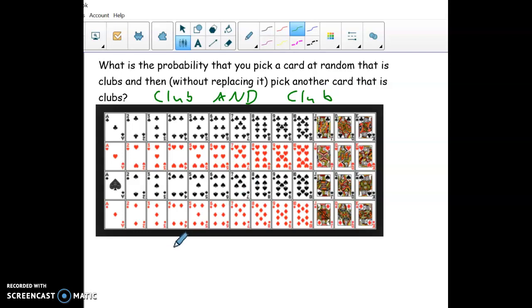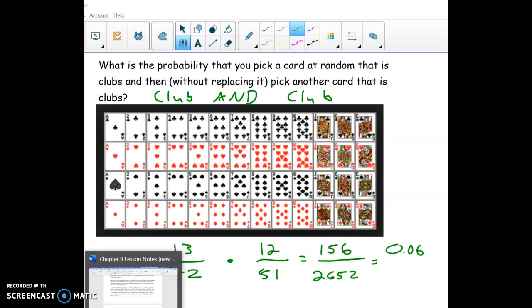So on the first club, there's 13 out of 52 that are clubs. Okay, but on the second one, it's a dependent event, right? Because we're not replacing it. So that means there's only 12 clubs left out of 51 total cards, right? So the chances of getting a club and a club, remember you just multiply them together on an AND, so we get 156 out of 2,652, and that's about 6%. So your chances of getting one club and another club is only 6%.